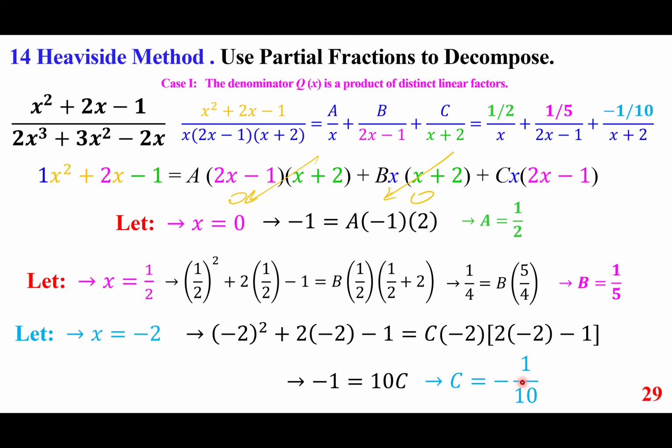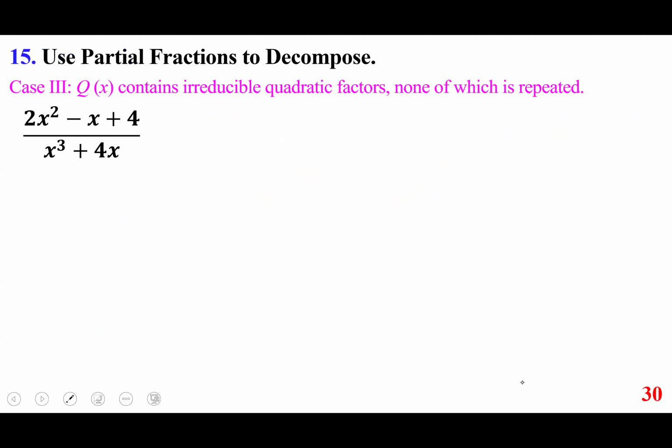I'm going to get one more question as the last question. There are different partial fractions decompositions, but that's the basic one. This is one of them. The third case contains irreducible quadratic factors, none of which is repeated, which means if I want to decompose this, first I'm going to factor this, and this is x times x squared plus 4. There is nothing I can do to simplify x squared plus 4 further. That's the idea.